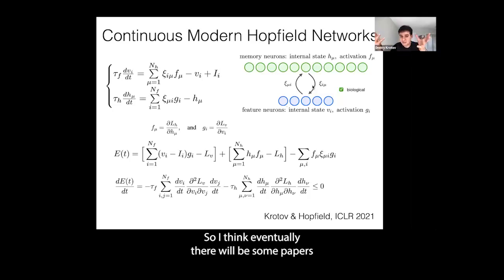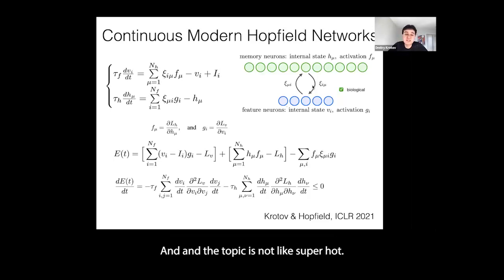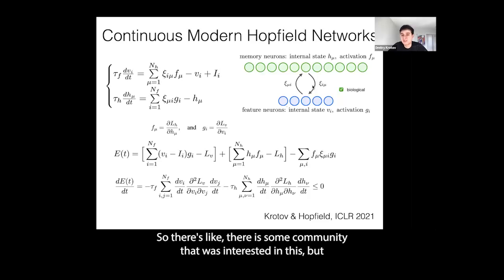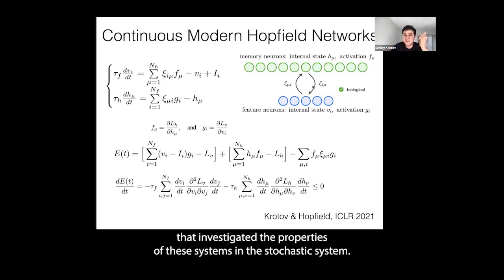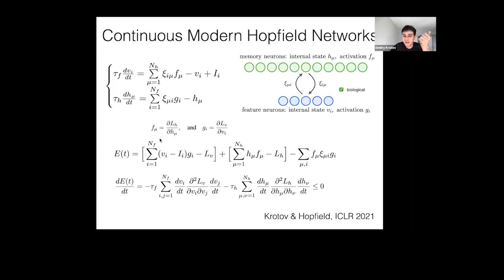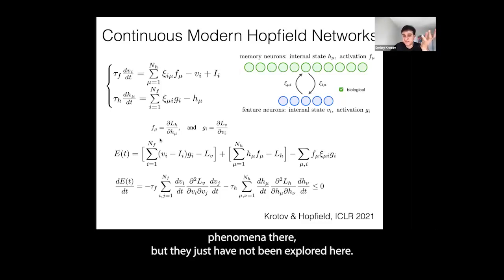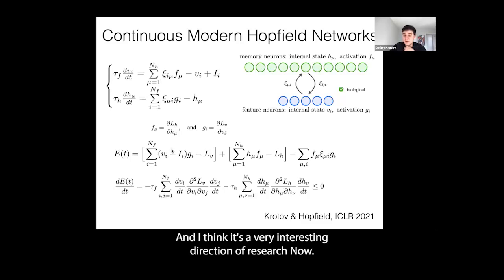So I think eventually there will be some papers and some people who start thinking about this, and eventually there will be some interesting applications of stochasticity in these new systems. These results are pretty new, as you can probably tell from the dates, and the topic is not super hot. It's a niche topic, right? There is some community interested in this, but it's not the mainstream thing that everyone at NeurIPS is working on. I've only seen a handful of papers that investigated the properties of these systems in the stochastic setting. I'm not saying there's nothing interesting there. I think there are a lot of interesting phenomena, but they just have not been explored yet, right? So you can certainly build restricted Boltzmann machines or unrestricted Boltzmann machines using these new Hopfield networks as well. And I think it's a very interesting direction of research.